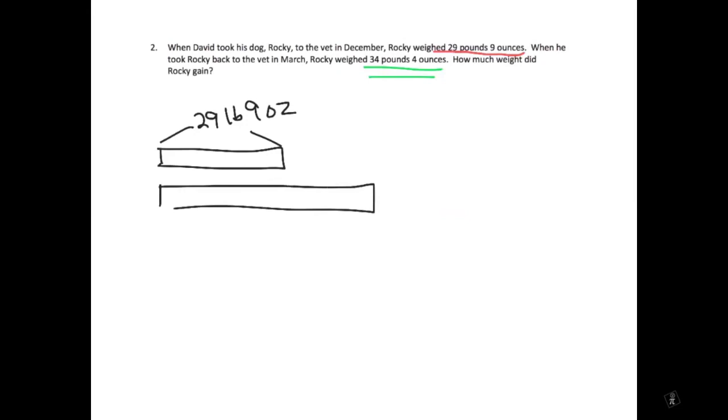So anyway, how much weight did Rocky gain? So we know that initially Rocky weighed 29 pounds, 9 ounces. But then the dog weighed 34 pounds, 4 ounces. And the question is, how much did it gain? This piece right there. So that's a subtraction problem.